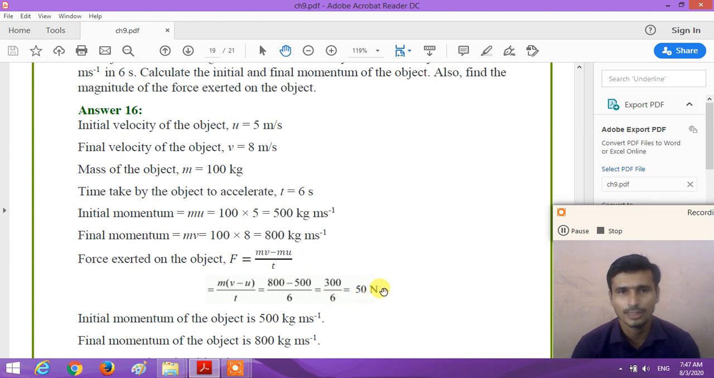So dear student, understand how we can calculate the force exerted on the object by the formula F is equal to change in the momentum divided by time, because according to Newton's second law, the rate of change of momentum is equal to the external force acting on the object.